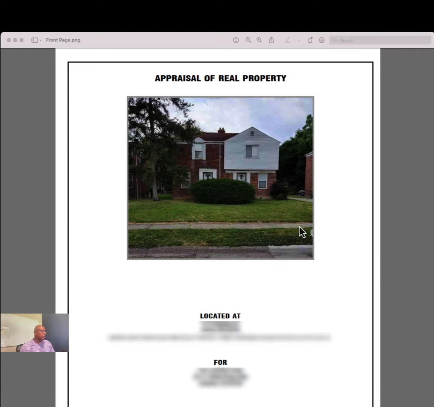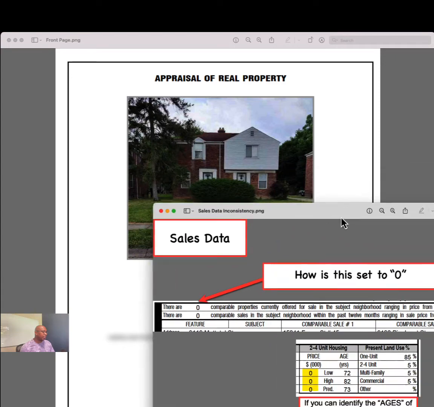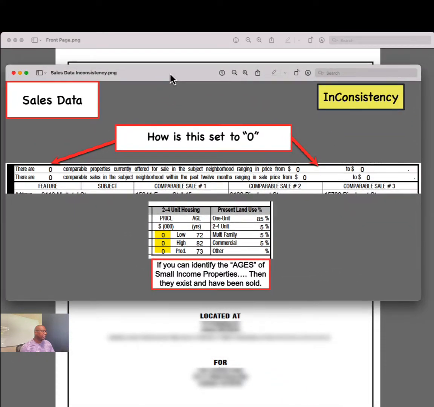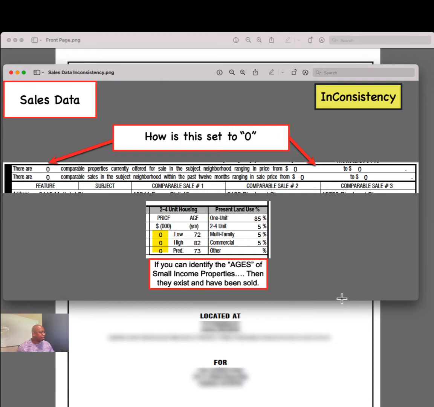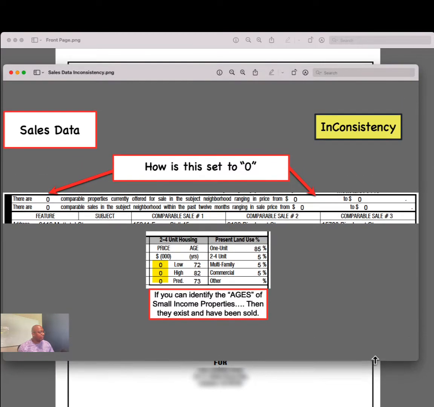So here's the first error I want to talk about. Now, I know it seems like such a little thing. But take a look at the top of the sales page, where we get into the actual number crunching. As you can see here, this appraiser has said that there are no comparable sales that have sold, and there are no properties being offered, meaning listed, that are similar to the subject.